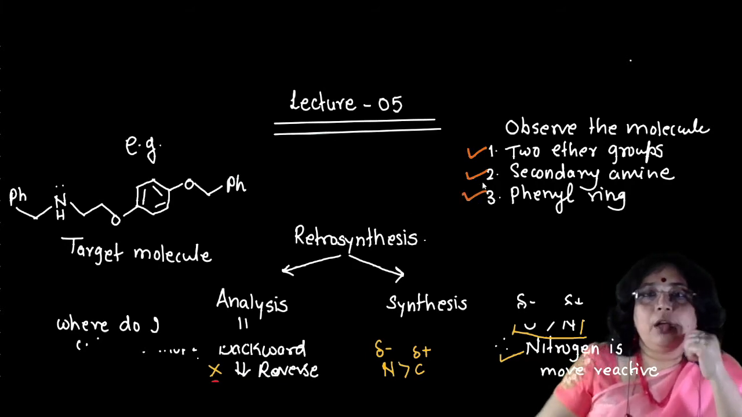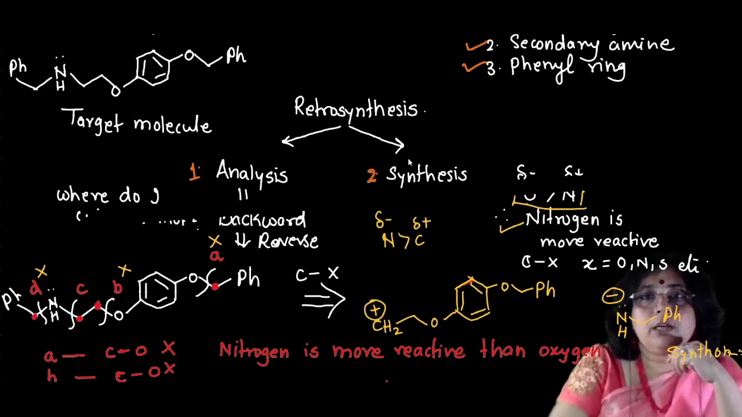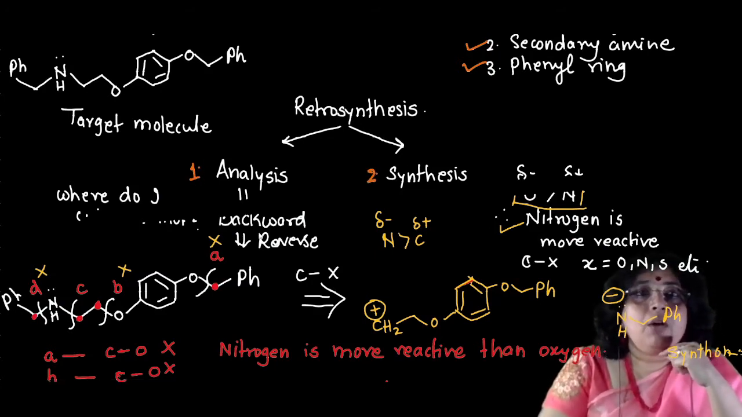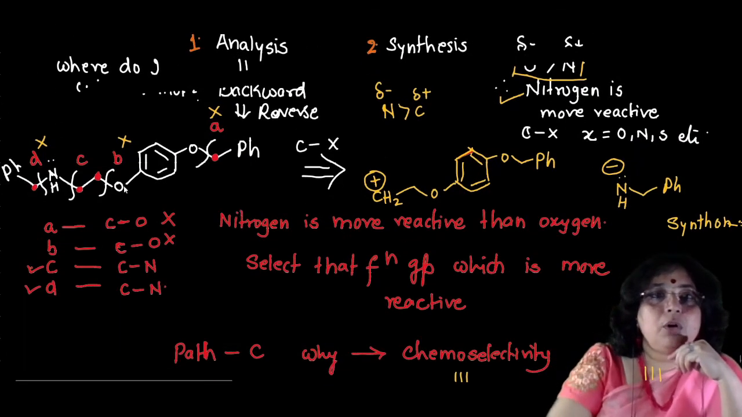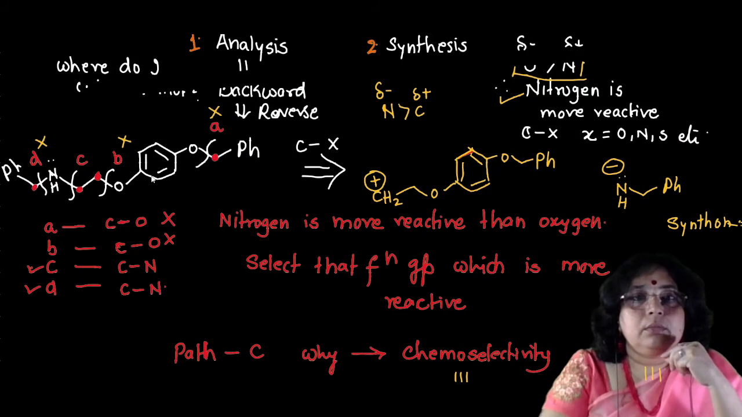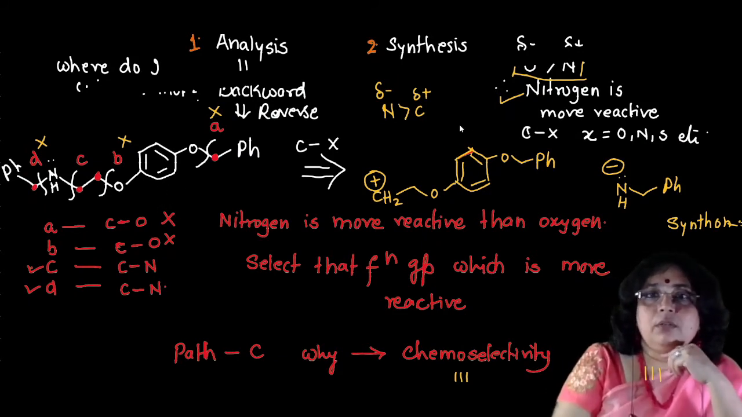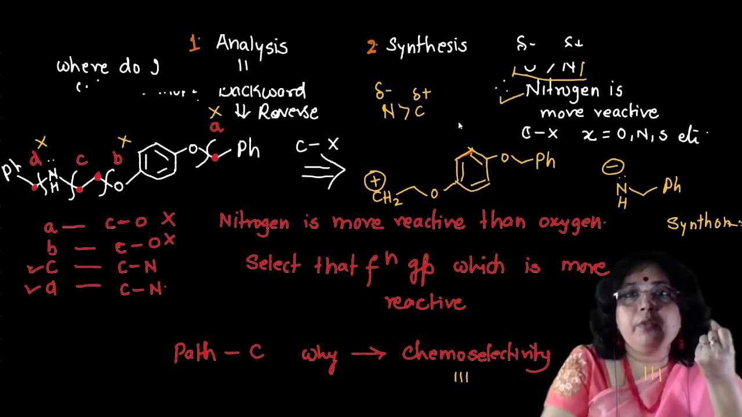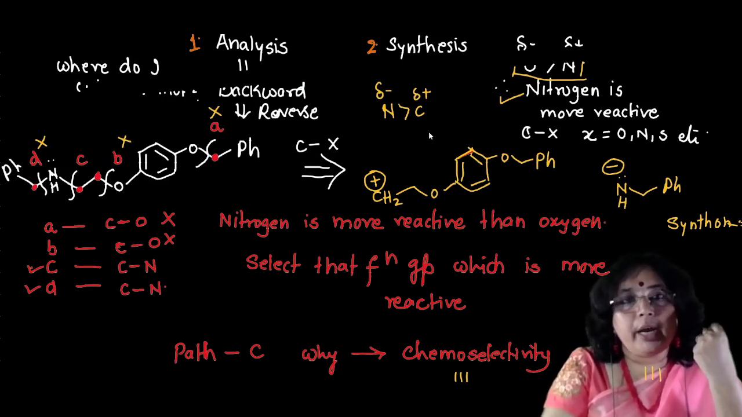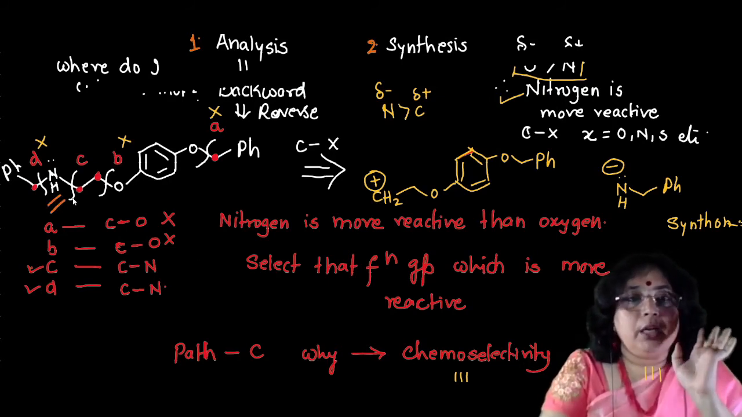All right. Now we have conducted the analysis part. Analysis is the first part and the synthesis is the other part. As I told you, we have considered this molecule in such a way that we have to find out the most reactive site. Here we know that the nitrogen is most reactive, so we have selected this site for the first disconnection.